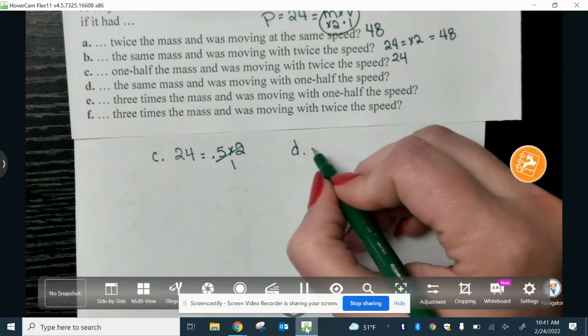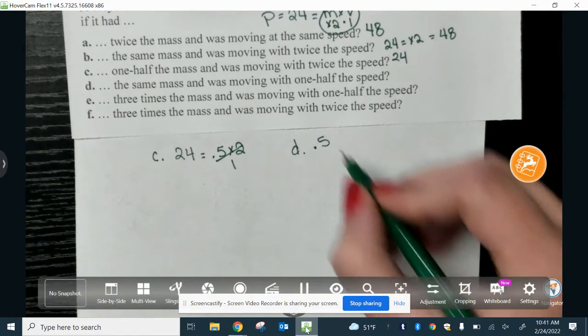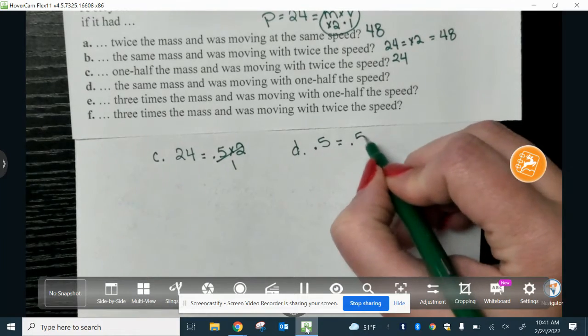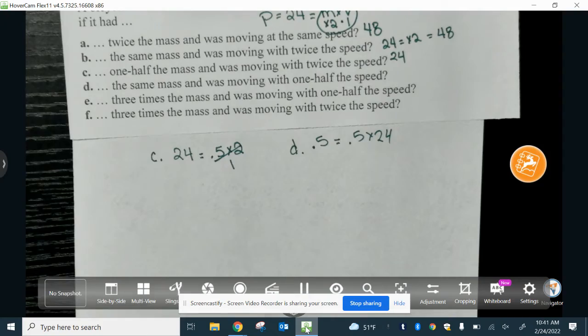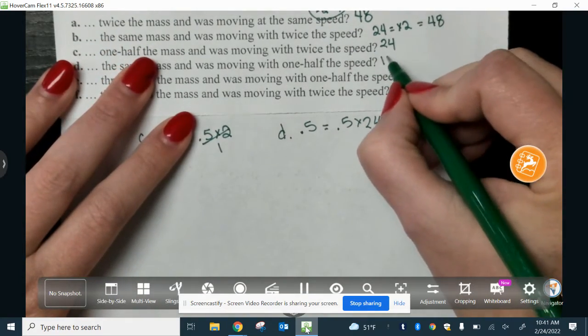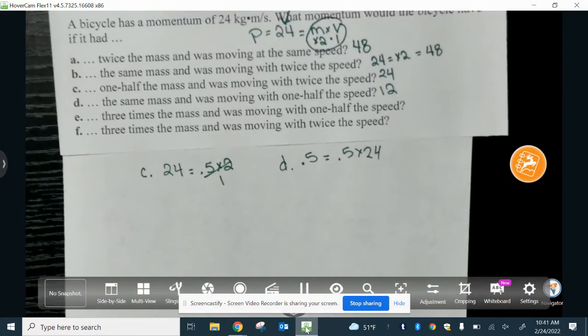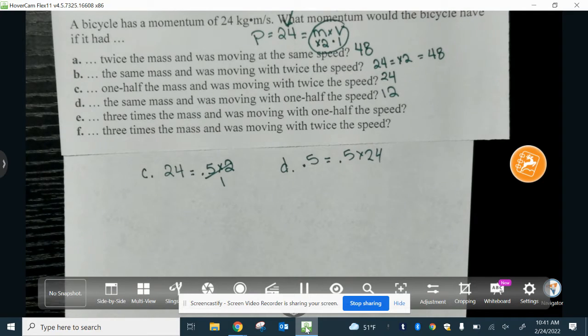Same mass and moving with half the speed. So again, this side is going to be just times 0.5. So I have to multiply that side times 0.5. 0.5 times 24 is 12. And I know I'm not putting the units on here, but it gets really messy with my big handwriting and the units. All right, E says 3 times the mass and half the speed.